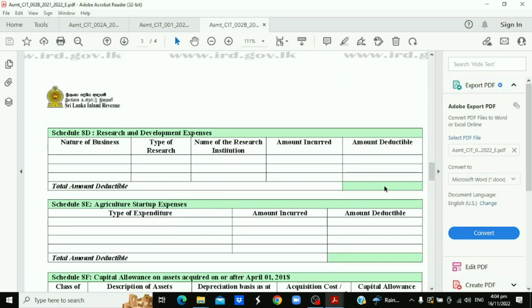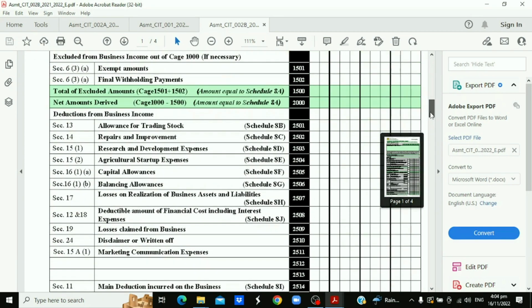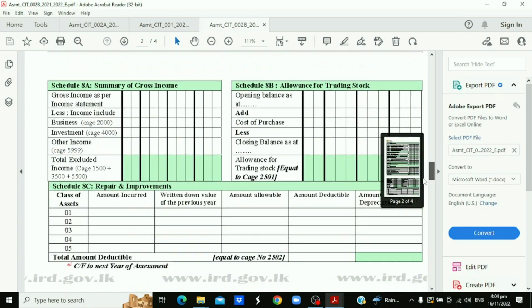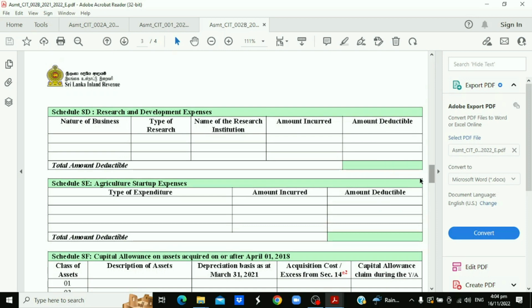Then we can move into research and development. If you see the main table of this business calculation, research and development and agricultural startup are both connected with the same section, section 15, with similar applications. We'll see the respective tables here, 8D and 8E. 8D is related to research and development expenses. Irrespective of whether capital or revenue, if those expenses are related to this area, they are able to claim them. But they have to provide information: the nature of the business, type of research, name of the research institution, and amount incurred, and ultimately decide the amount deductible.